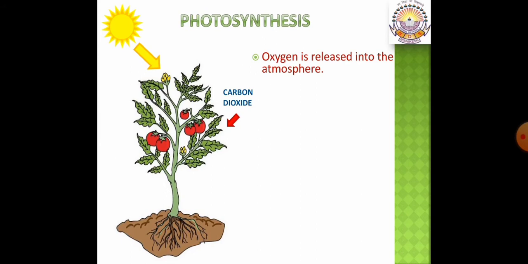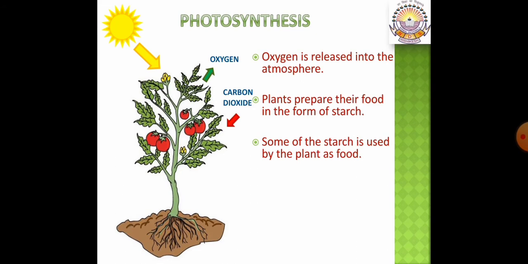In this process oxygen is released into the atmosphere. As we have already discussed, plants inhale carbon dioxide and exhale oxygen in the presence of sunlight. Plants prepare their food in the form of starch. Some of the starch is used by the plant as food and the rest is stored in other parts of the plant as sugar and starch. Students, starch is present as stored food in the leaves part of the plant. That is called stored starch.